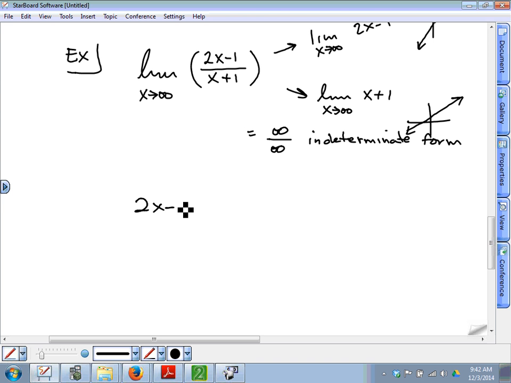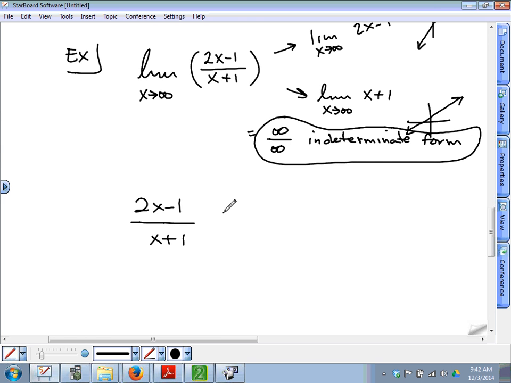So here's what we need to do. Instead of just taking the limit right now, let's consider this expression, 2x minus 1 over x plus 1. This little trick you're going to want to make a note of. Whenever you get this indeterminate form, this little trick helps quite a bit. If I multiplied this by something over itself, wouldn't that be okay? Multiply by 1, because you're essentially multiplying by 1. So what if I did 1 over x over 1 over x? Is that okay?